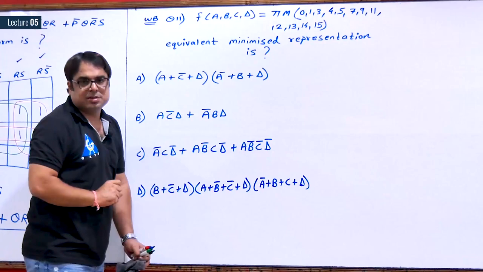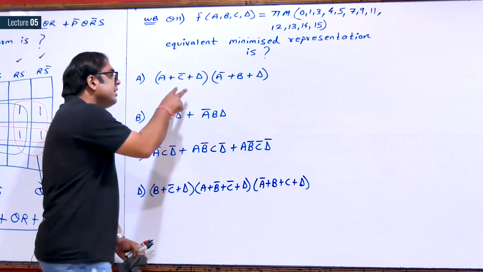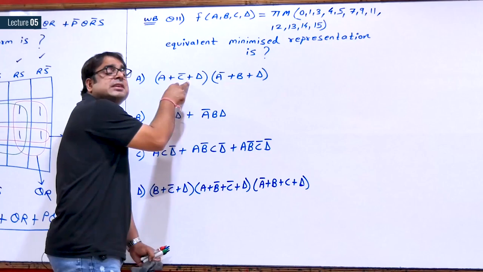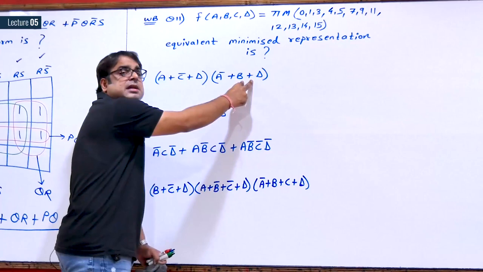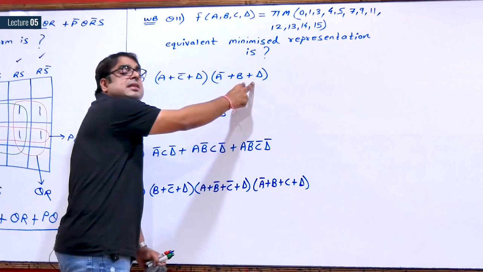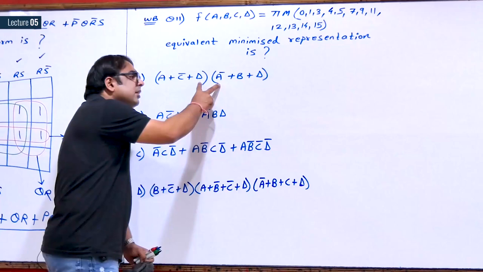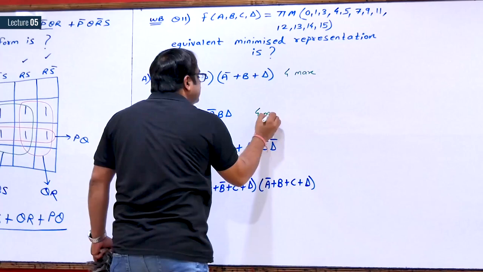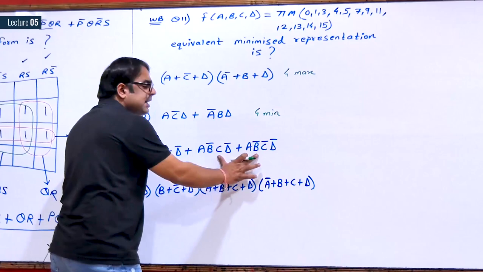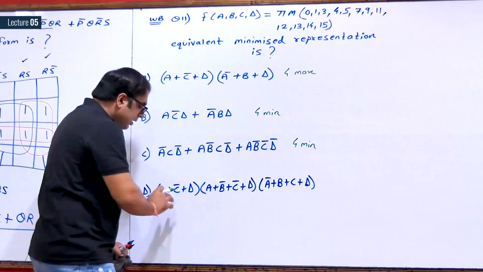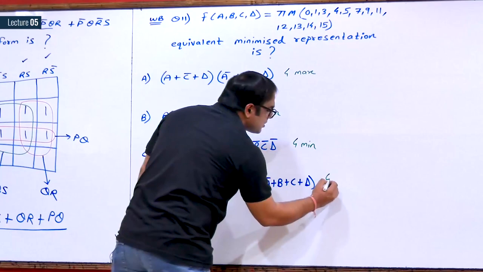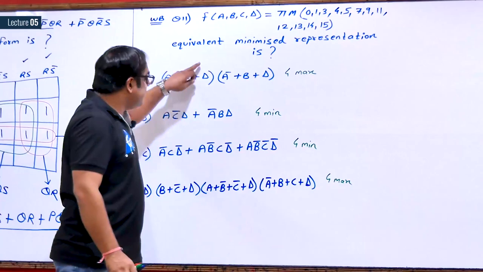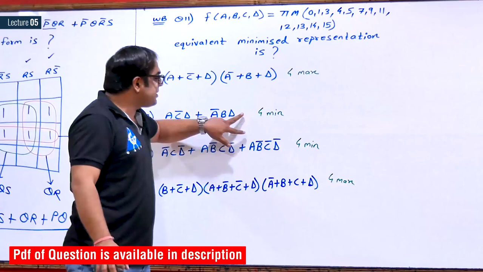Exactly in the same way, there are 2 max terms. Since B is missing, I will introduce B and B complement both. There are 2 max terms in this term. Because C is missing, I will introduce C and C complement also. It contains 4 max terms. This is 2 min terms. These are 2 more min terms. 4 min terms. This contains 2 max terms. These are 2 more max terms. So it represents 4 max terms. These 2 represent a function with 4 max terms. These 2 represent a function with 4 min terms.